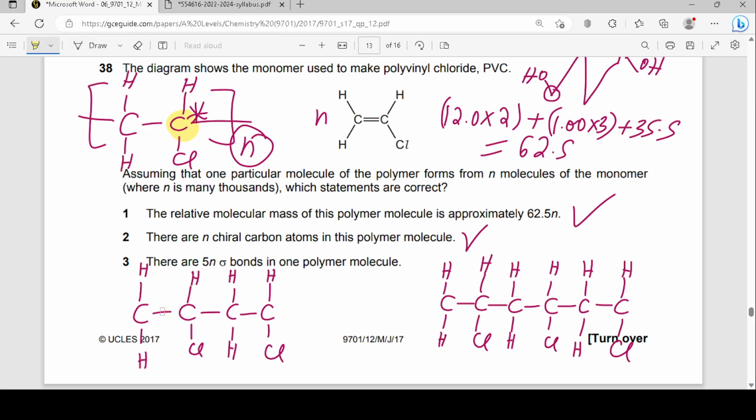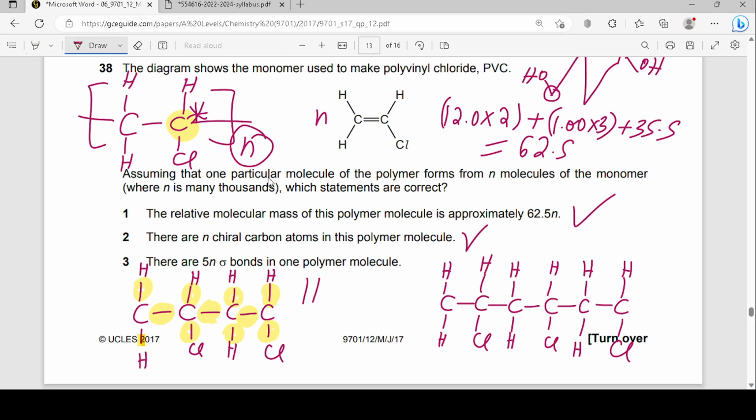Sigma bonds. So sigma bonds, yeah, 1, 2, 3, 4, 5, 6. My pen is stuck. Okay, wait. 6 and 7, 8, 9, 10, 11. Okay, so I have 11 here.